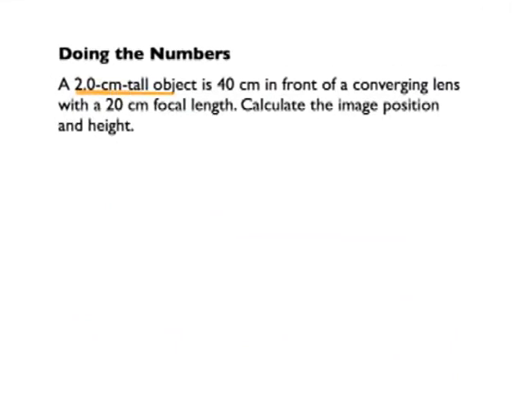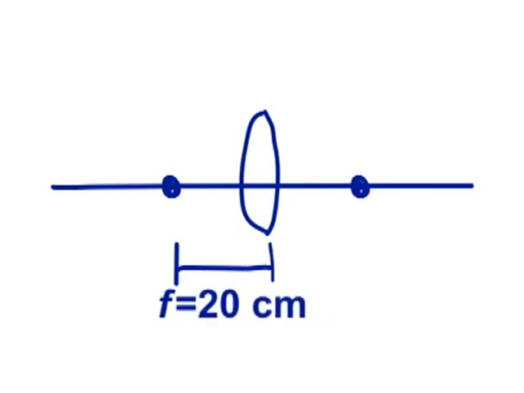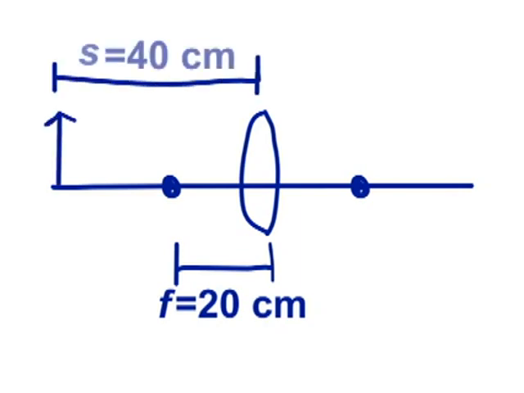Let's do a couple calculations to make this concrete. And we'll start with this one. A 2-centimeter tall object is 40 centimeters in front of a converging lens with a 20-centimeter focal length. Calculate the image position and height. Works like this. First off, I draw an optical axis and draw the lens, and it's a converging lens. I'm going to put the focal point here. This distance is f, and that's 20 centimeters. So f is equal to 20 centimeters. Then the object is 40 centimeters away from the lens. This distance is s.